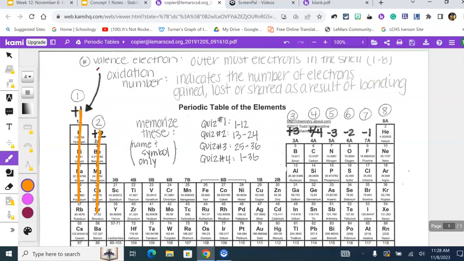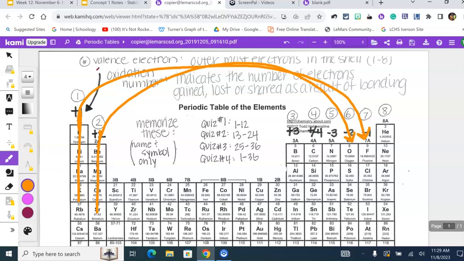Okay. Now, does it make sense that if it is a +1, remember what's the magic number? 8. If it is a +1, these guys are going to probably form bonds with the -1s, right? +1 and -1. They have 1, they need 1, let's form a bond. These +2s, what are they going to probably form bonds with? The -2s. These +3s, what are they probably going to form bonds with? The -3s.